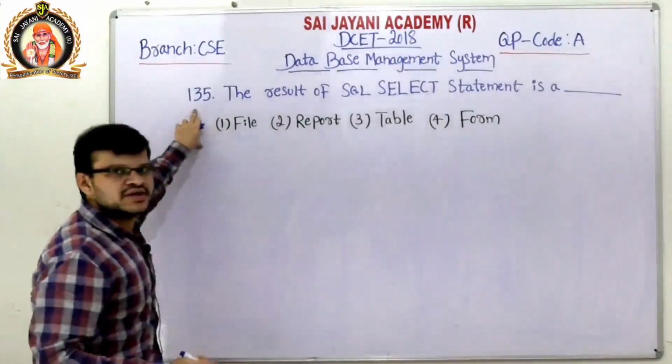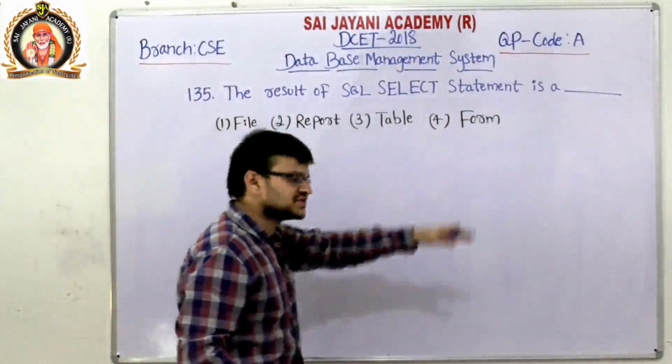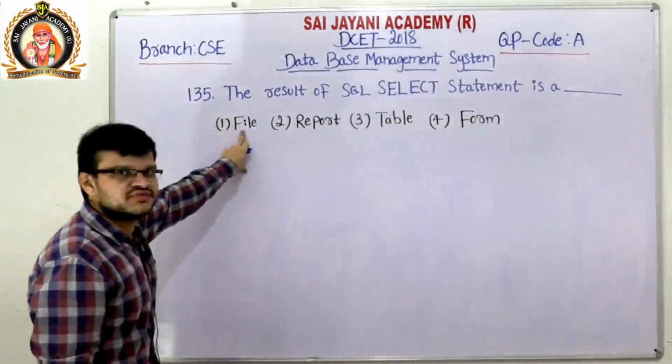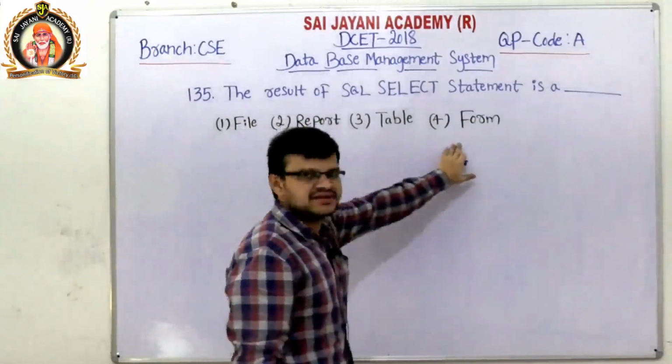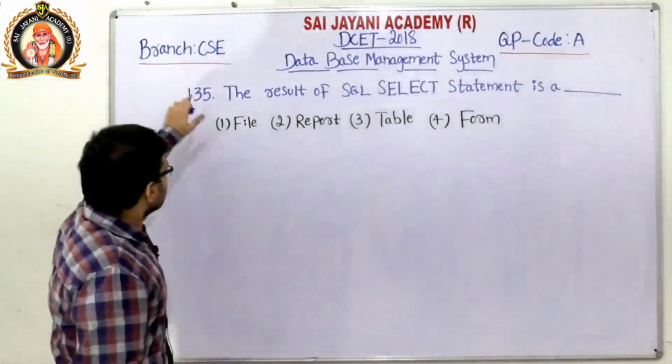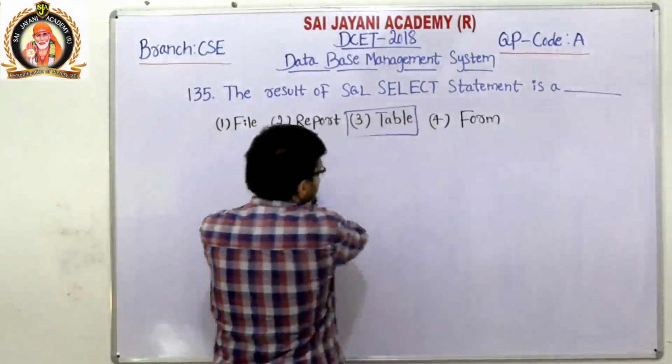Question number 135: the result of a SQL select statement is a dash. We have four options. The first option is file, the second option is report, the third option is table, and the fourth option is form. For question number 135, the third option, table, is the right answer.